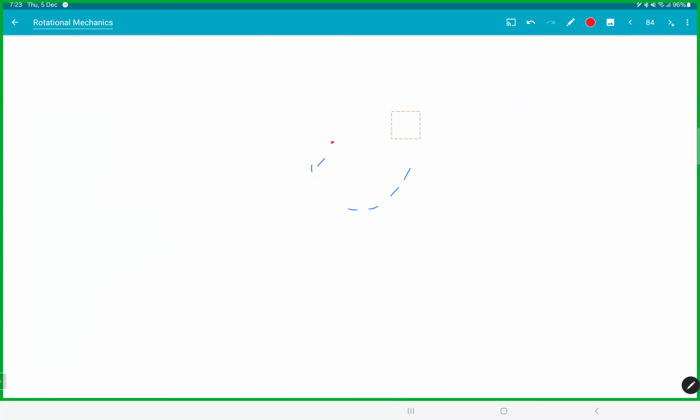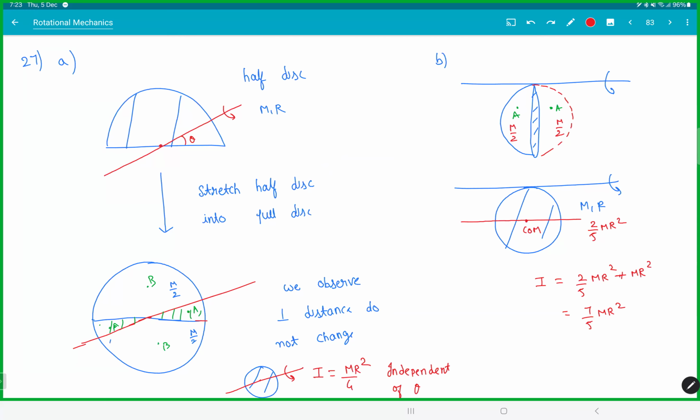So always be careful. If you want to say I'm going to stretch it into a full shape, you have to make sure the distances don't change. Is that clear, everyone? Next one.